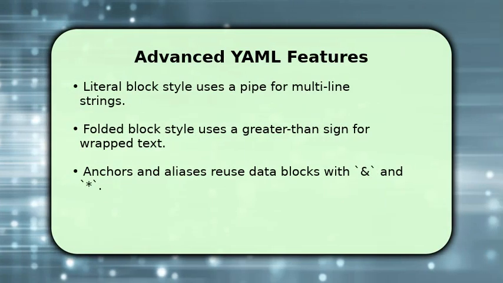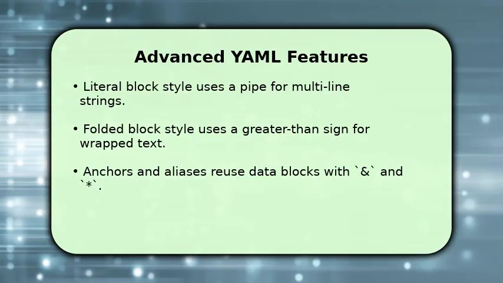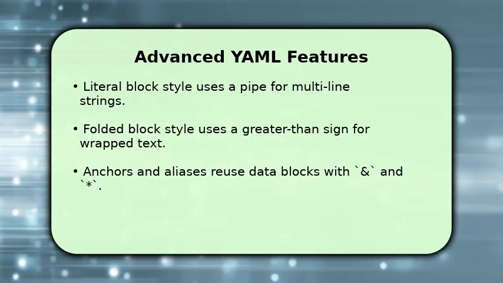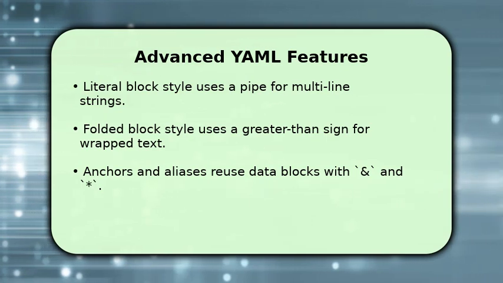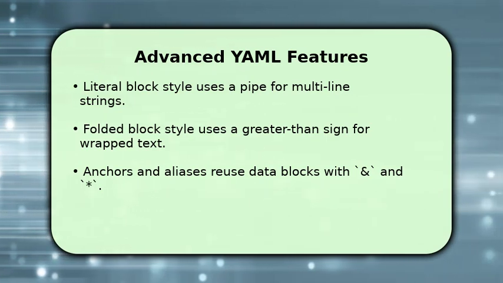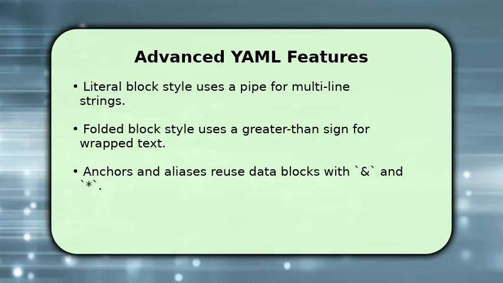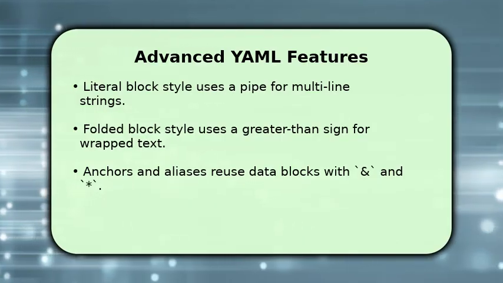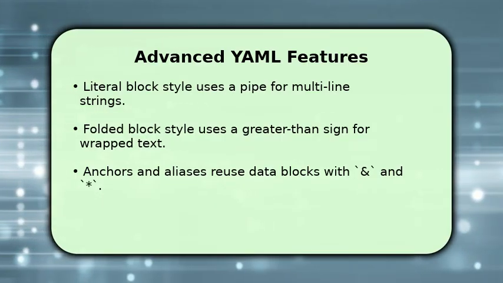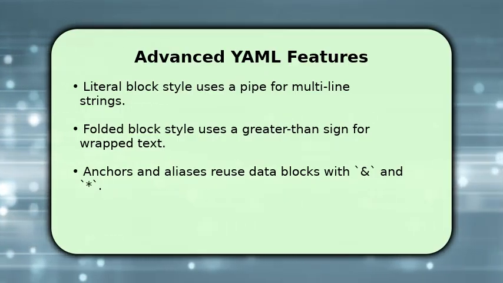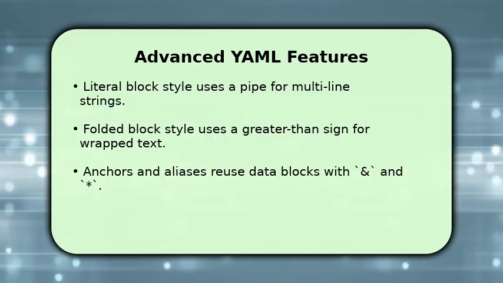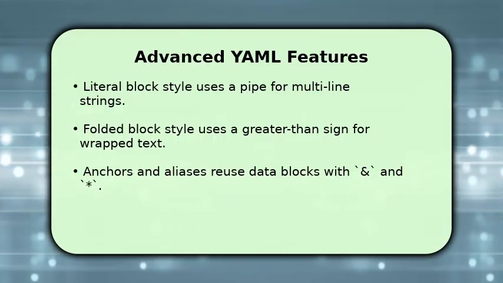Now let's explore some advanced features. For multi-line strings, you can use the literal block style with a pipe symbol, preserving new lines. The folded block style, using a greater than sign, wraps text while treating new lines as spaces. You can also reuse data with anchors and aliases, marked by an ampersand and an asterisk respectively, saving you from repetitive typing. Comments, starting with a hash, help document your files.